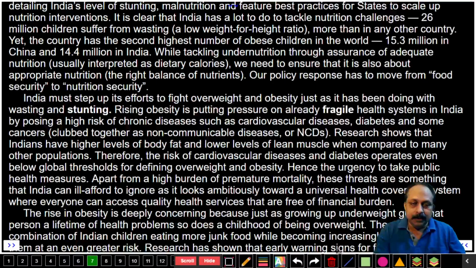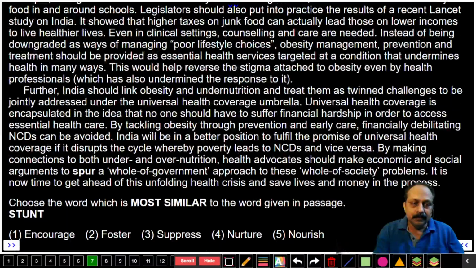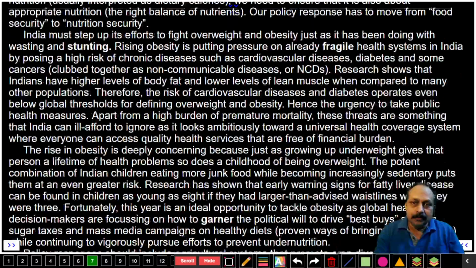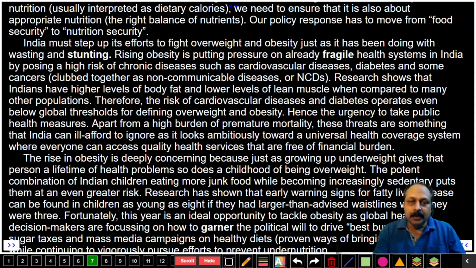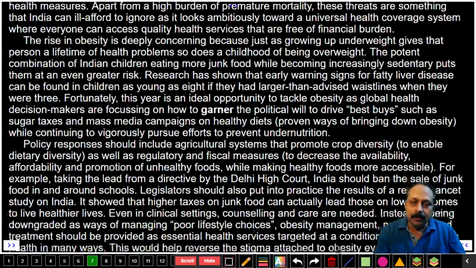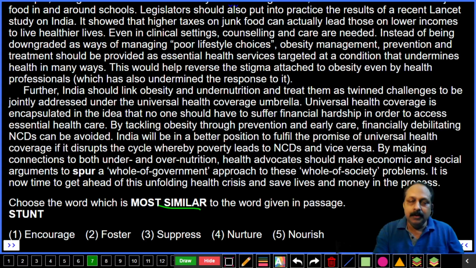Question number 7. Choose a word which is most similar to the word given in passage. And what is the word stunt? Where is the word stunt? India must step up its efforts to fight overweight and obesity, just as it has been doing with wasting and stunting. You may not understand based on the context, but generally, if you know the meaning of the word, then you can find out similar.